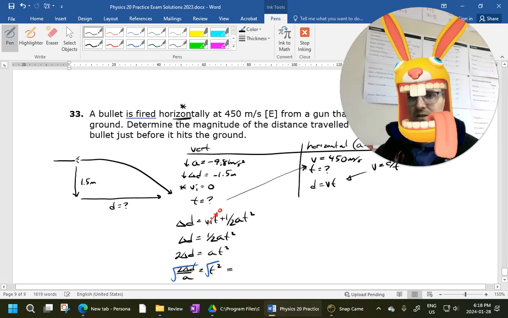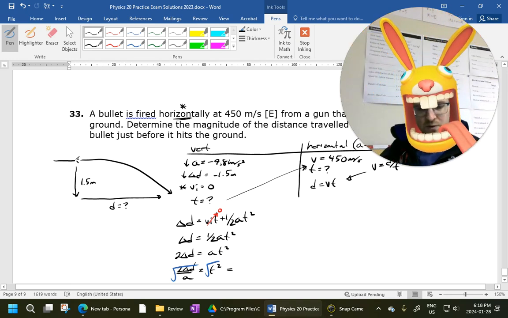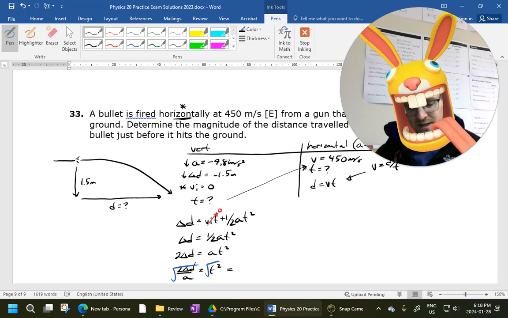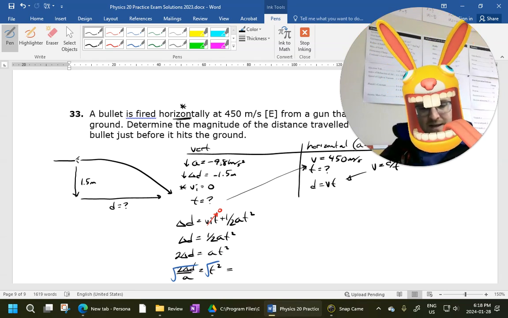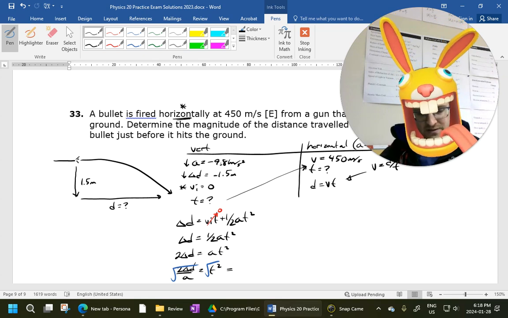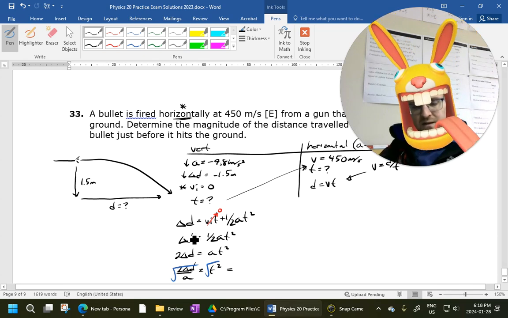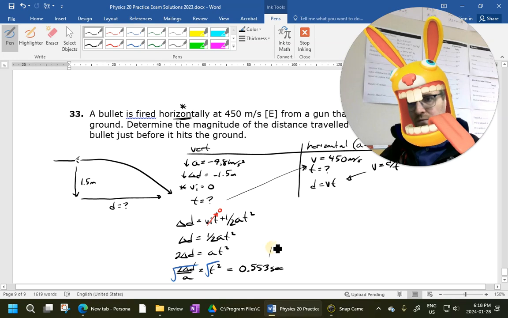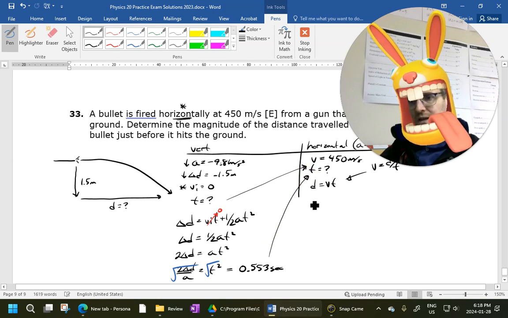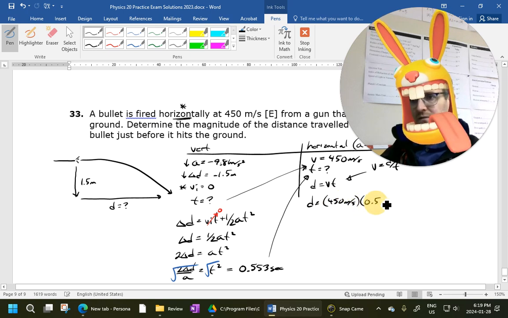And we have all the information there, so we have 2 times 1.5, negative 1.5 if you want to include the negatives, divided by negative 9.81. Then we just take the square root of that answer, and we get 0.553 seconds. So now we take that, go up here, and use that time: 450 meters per second times 0.553 seconds.